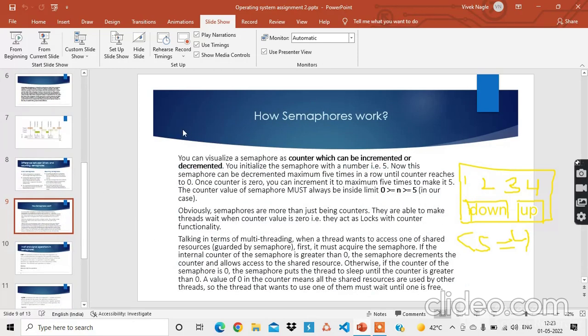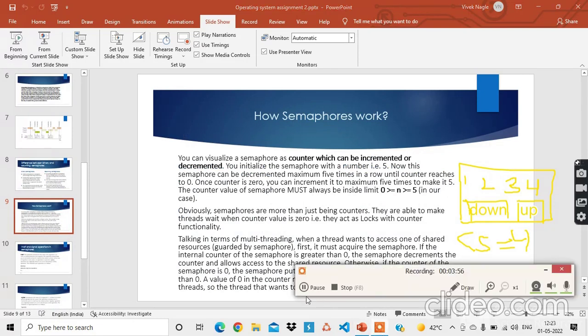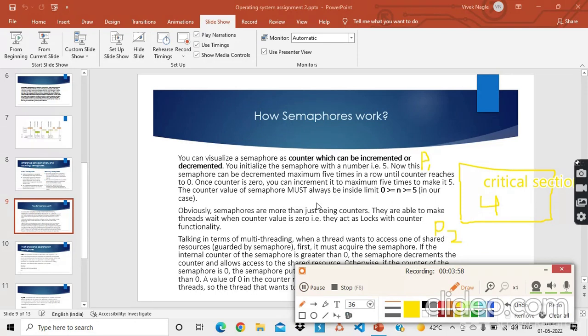Then we discuss how semaphores work. Suppose in the diagram we can see that there is a critical section which has four resources. Two processes simultaneously want to enter the critical section to execute their tasks.